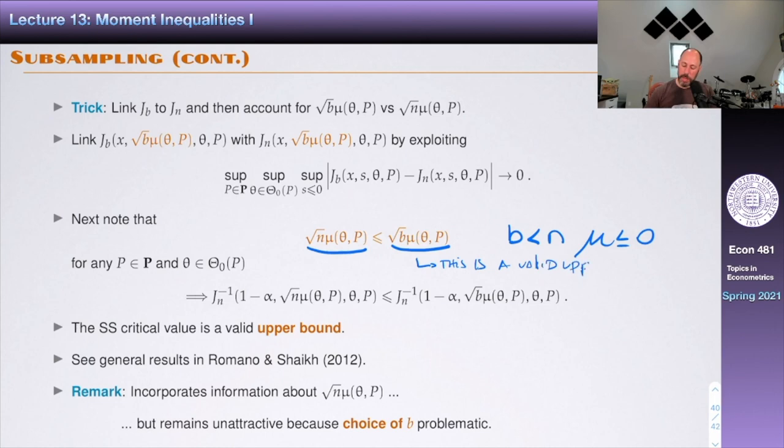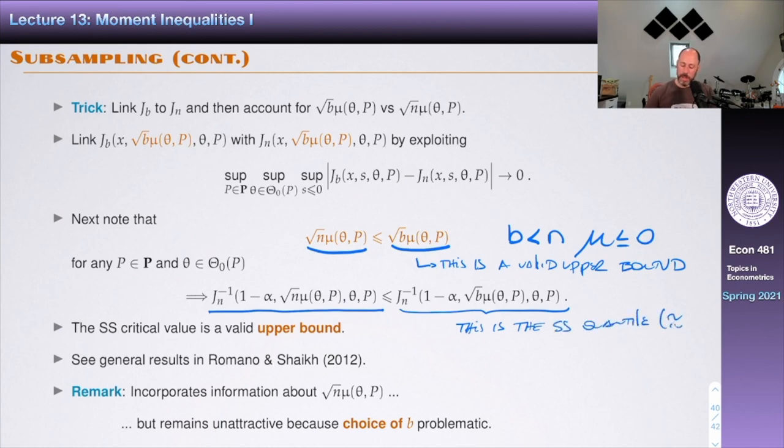So the quantile that we want, which is this one, we cannot obtain, but this is the quantile that we can approximate. This is the subsampling quantile, more or less, approximately, where we use this inequality. So the subsampling critical value is a valid upper bound of the critical value that we want. This is where the inequality comes from. And of course, the actual proof is in Romano and Shaikh. But the idea now is that we didn't use zero.